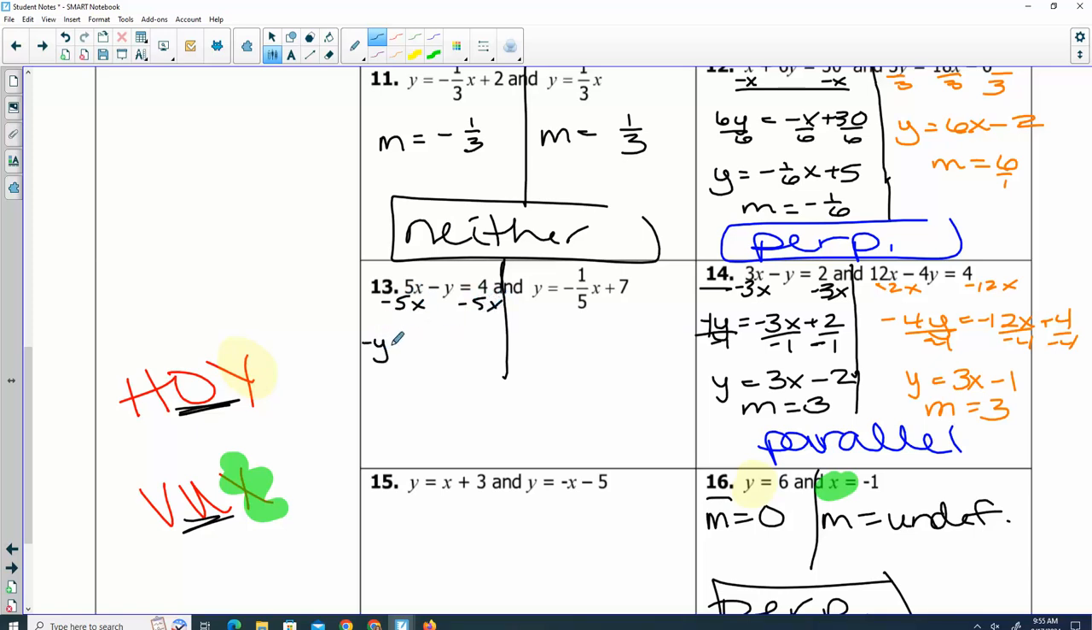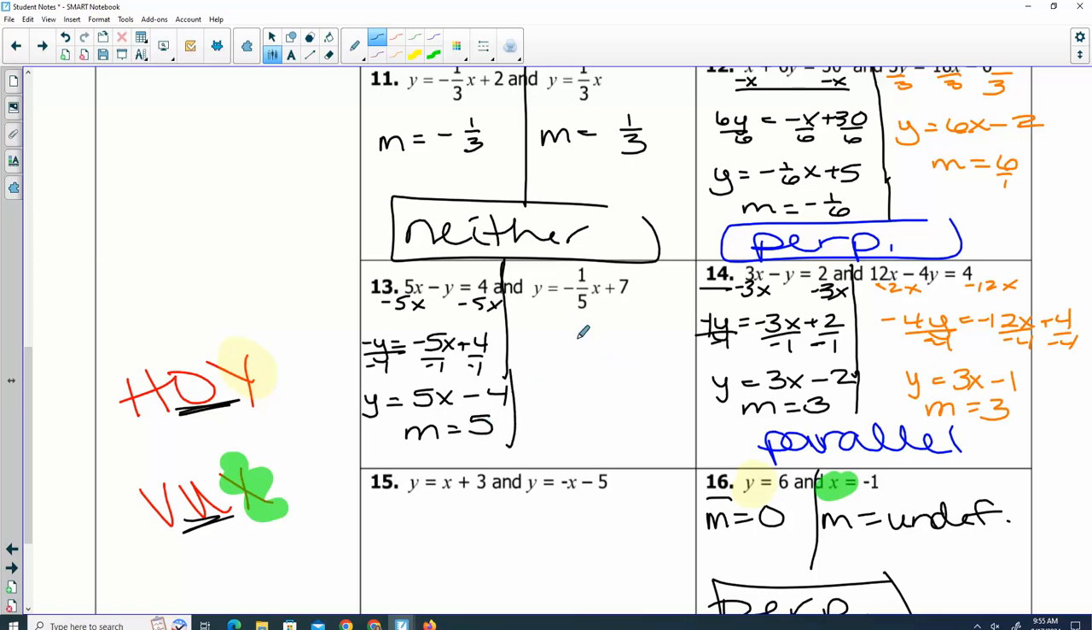So we have negative y equals negative 5x plus 4. It's still not y equals, so we have to get rid of the negative, so we can divide everything by negative 1. So that gives us a positive 5x minus 4. So the slope would be 5.